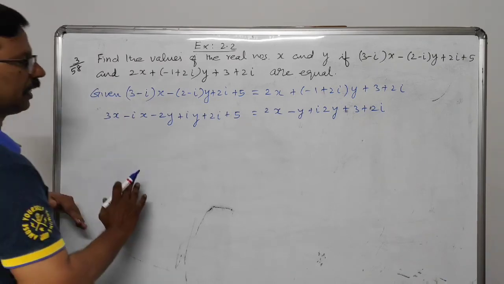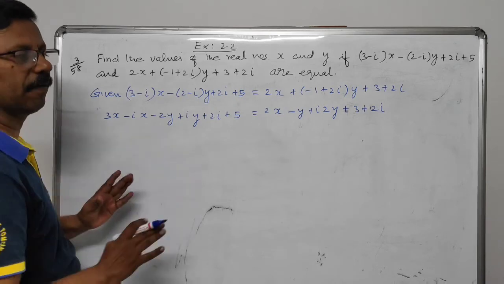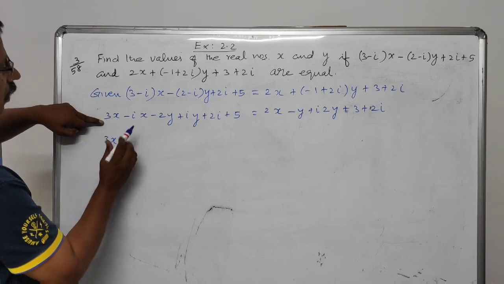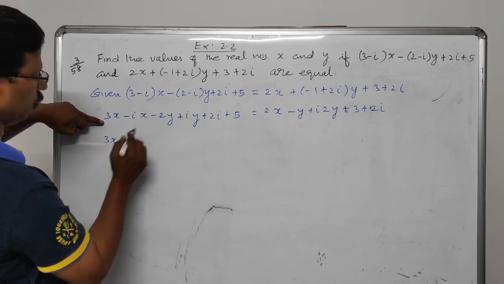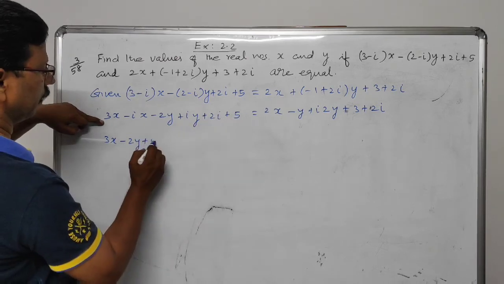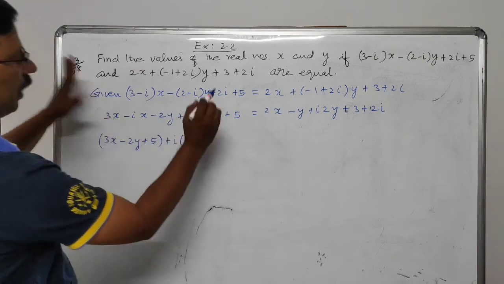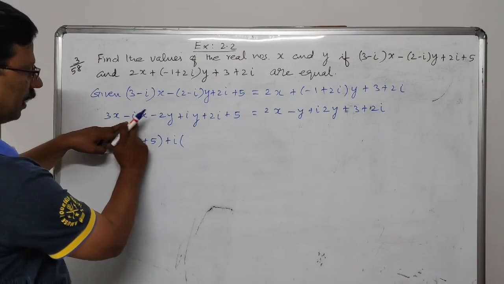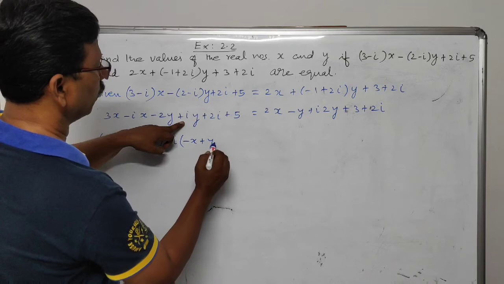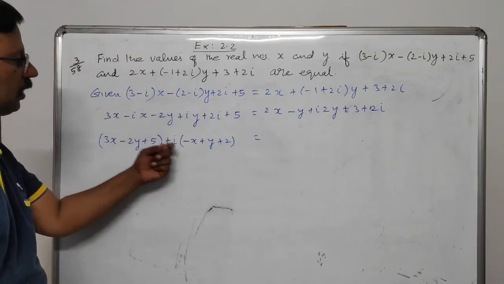Therefore you can add all the real parts together. What are the real parts? The terms which do not have the imaginary unit are called the real parts. Therefore you get 3x as a real part. Here is an imaginary part. This minus 2y is a real part. Then plus 5 is a real part. Now you have clubbed all the real parts together. Then plus i into, you collect all the imaginary parts: here minus x, then here plus y, then here plus 2. Now we have written this in the standard form, x plus iy form.